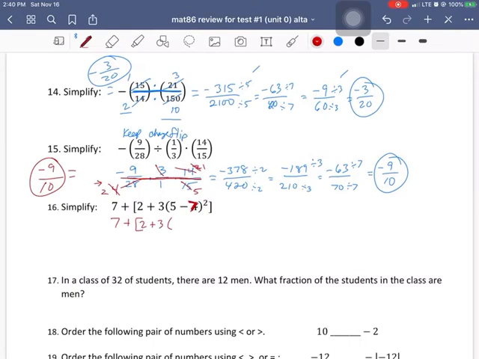Now we have 5 minus 7, which is negative 2 squared. 7 plus 2 plus 3. Negative 2 times negative 2 is a positive 4. 7 plus 2 plus 12. 7 plus 14 is 21. Okay?